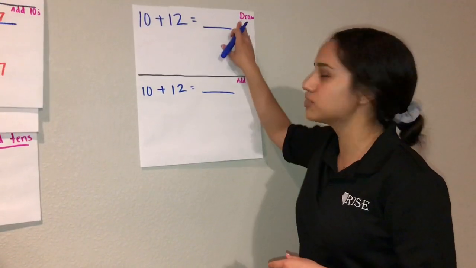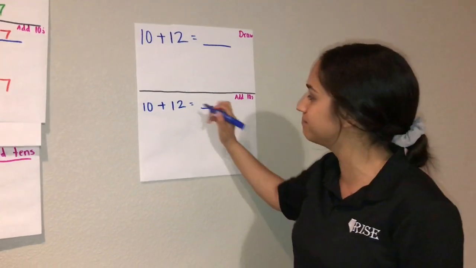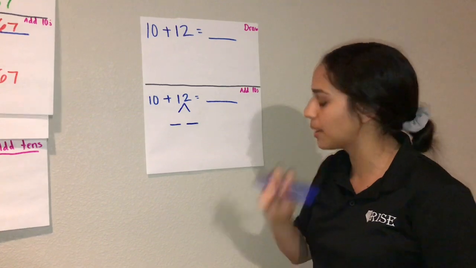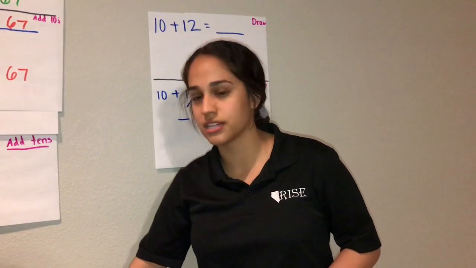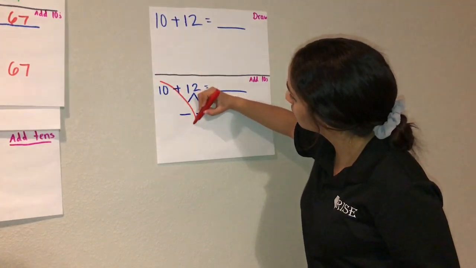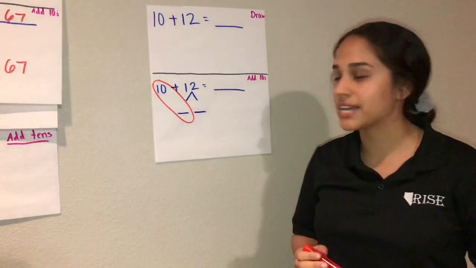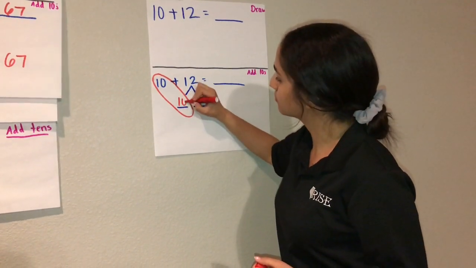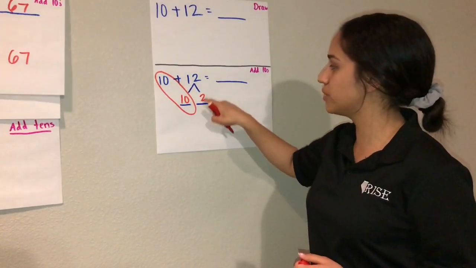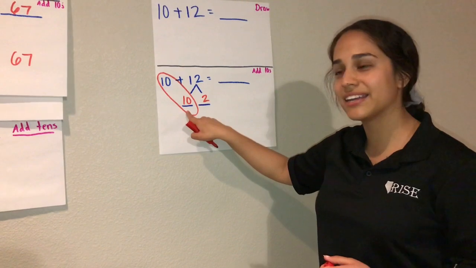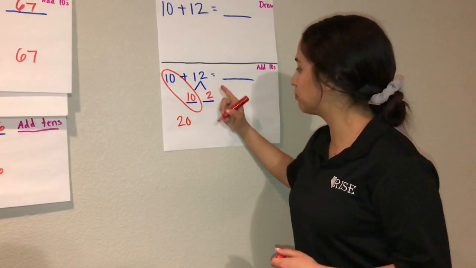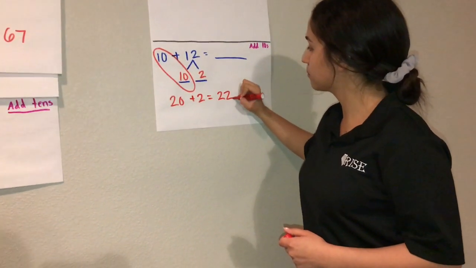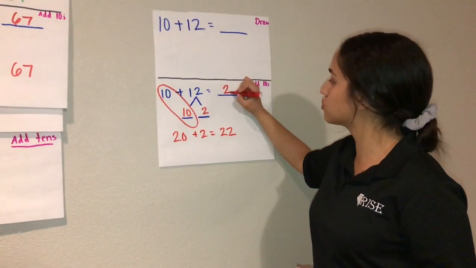Now for the next one, instead of starting with draw it, let's start with add tens. I need a number bond that I can add my tens together. You should pause the video and try it yourself. I'll help you set it up. Remember, we're putting our tens together, so let's think about it. How many tens are in 12? 10 plus 2 is 12. 10 plus 10 is 20. Plus your 2, you can't forget about that, equals 22. 10 plus 12 equals 22.